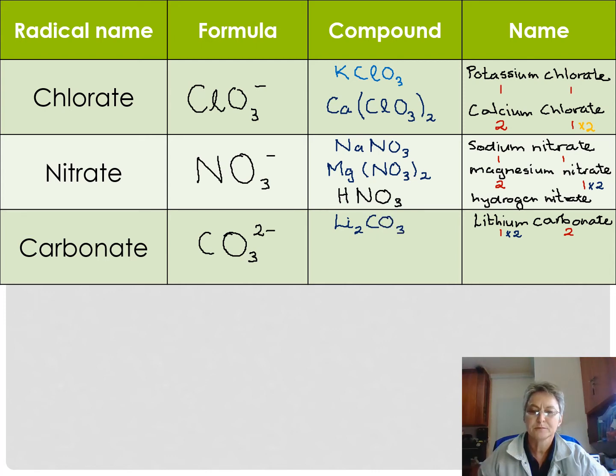We only put the compound ions in brackets when there is more than one joining to another element. Next, we're going to look at magnesium.